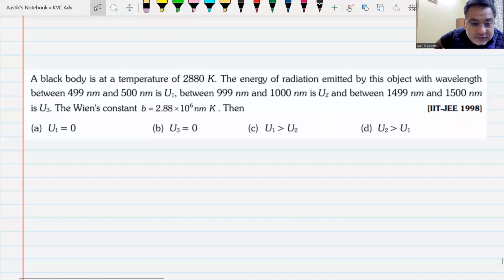This is the next question from a previous year IIT. The black body is at a temperature of 2880 Kelvin. The energy of radiation emitted by this body with wavelength 499 nanometer to 500 nanometer is U1. Between 999 nanometer and 1000 nanometer is U2. Between 1499 and 1500 nanometer is U3. The Wien's constant is given. Which option is correct? I'll give you 2 minutes to do this.